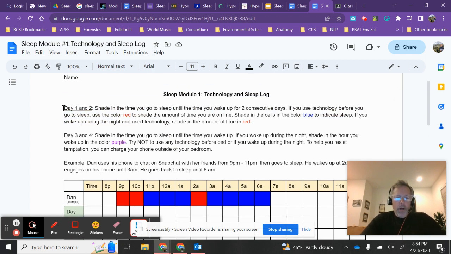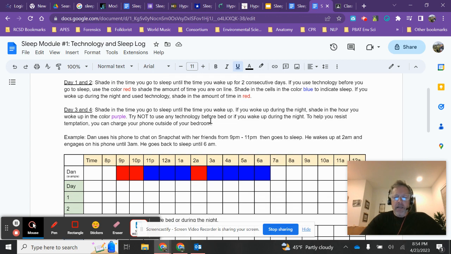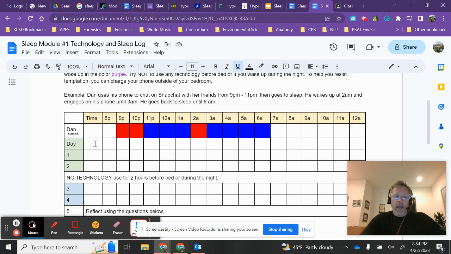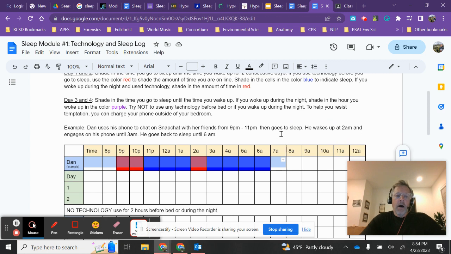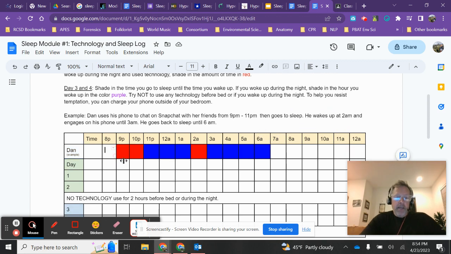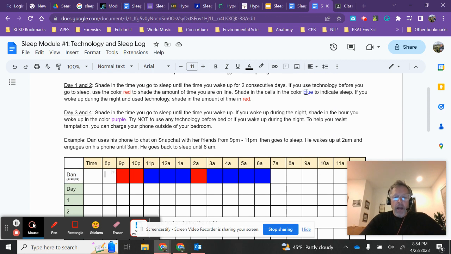Okay. So I'm going to explain this briefly and then I'll be off. So day 1 and 2, effectively, like I said, are about you using technology, which you probably do before bed. If you don't, that's okay. And I gave you my example right here. So this is Dan. So what effectively I did is up here, when I use blue, that means I believe I was sleeping. All right. If I used red, I woke up at night and I used technology.